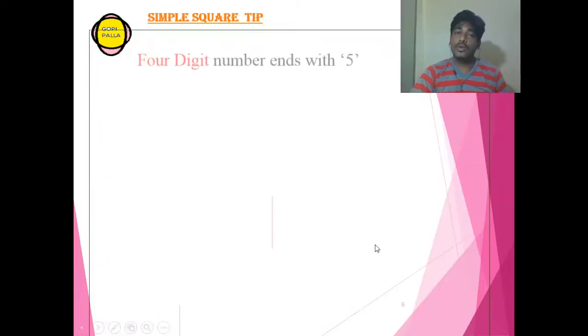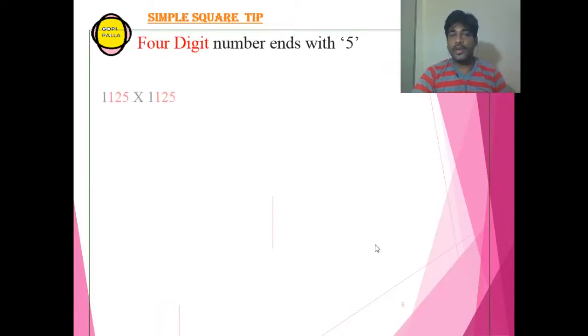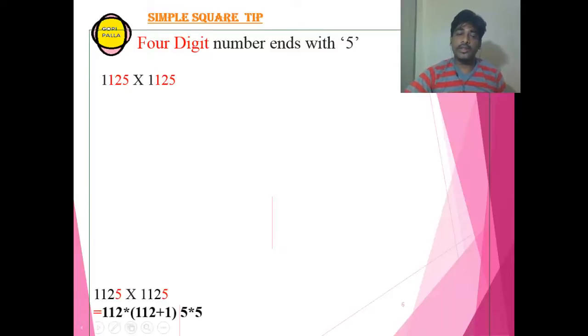Next we'll go to a 4-digit number ending with 5. This also works the same way. We'll do our first method first. Here the last two digits are 25, and 112 multiplied by 112 plus 1. That multiplication gives 1265625.